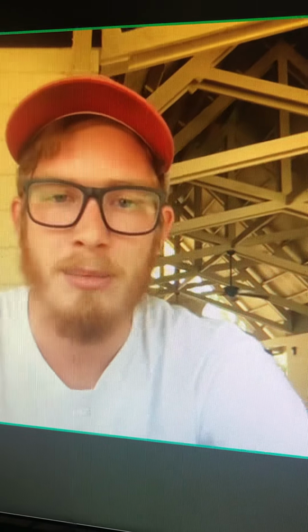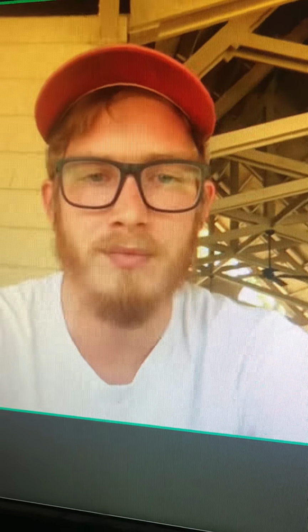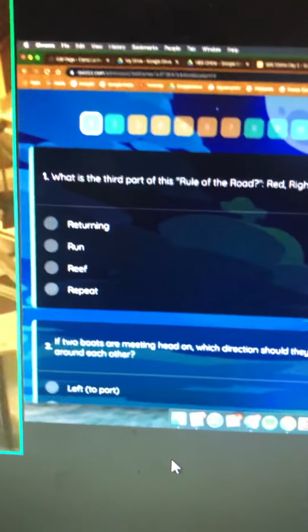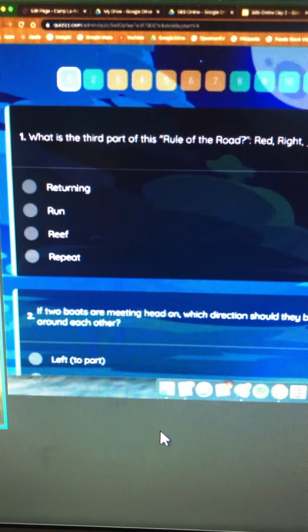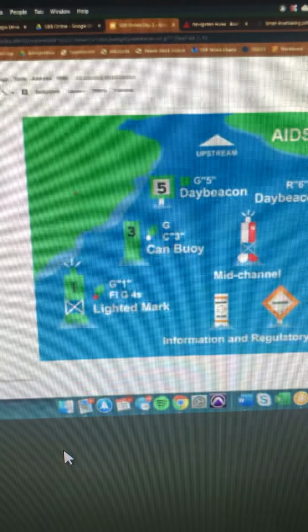We're going to go ahead and skip over to the questions. What is the third part of this rule of the road? Red, right, blank. That one's going to be red, right, returning, like we showed in this graphic right here.